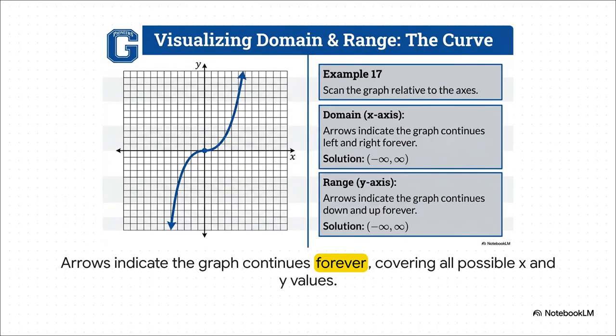Here's one more to lock it in. This curve has arrows pointing out left and right, and also down and up. It's just going to keep expanding forever, eventually covering every possible x value and every possible y value. So for this function, both the domain and the range are all real numbers, from -infinity to infinity.